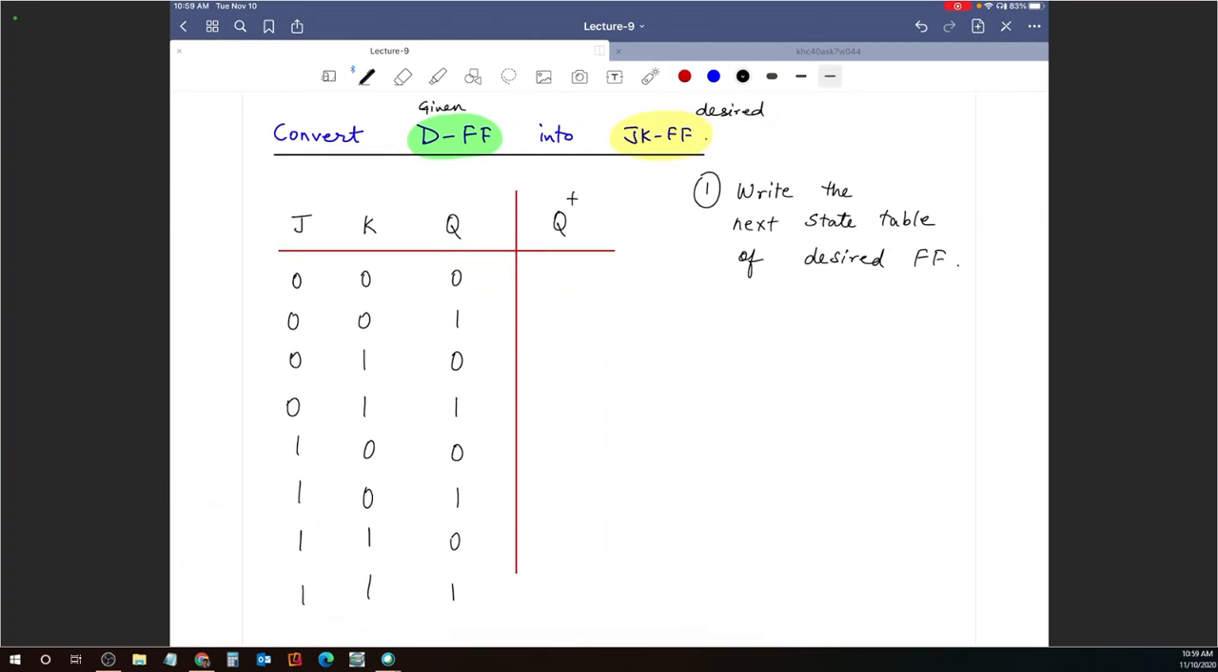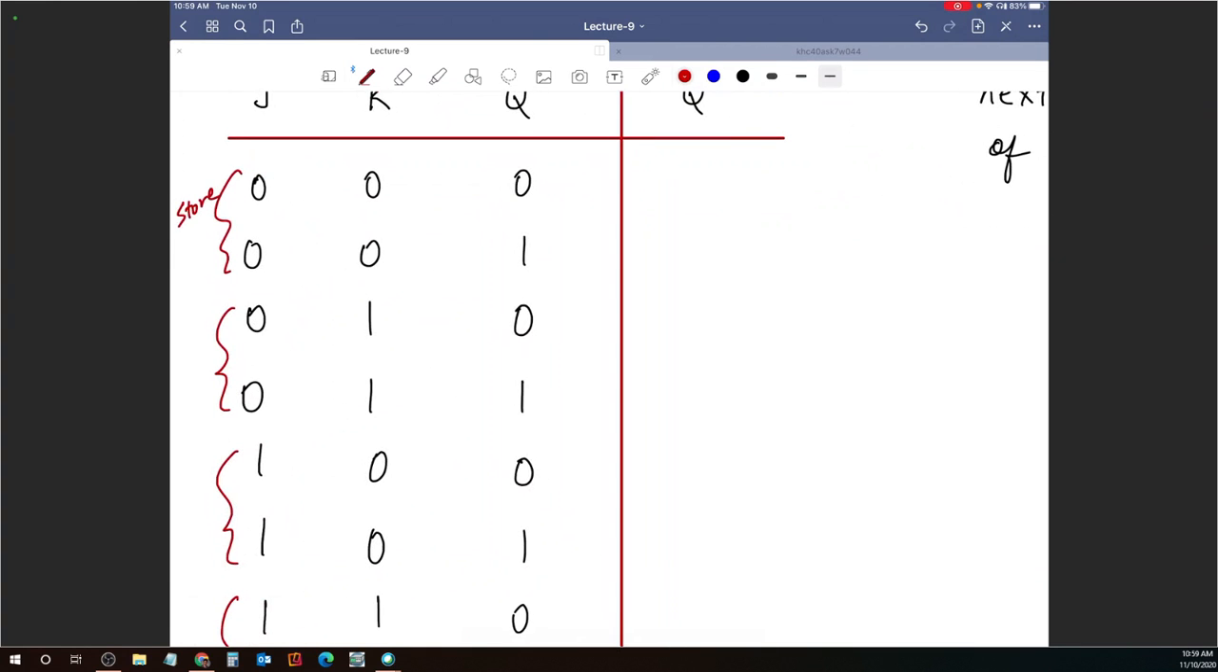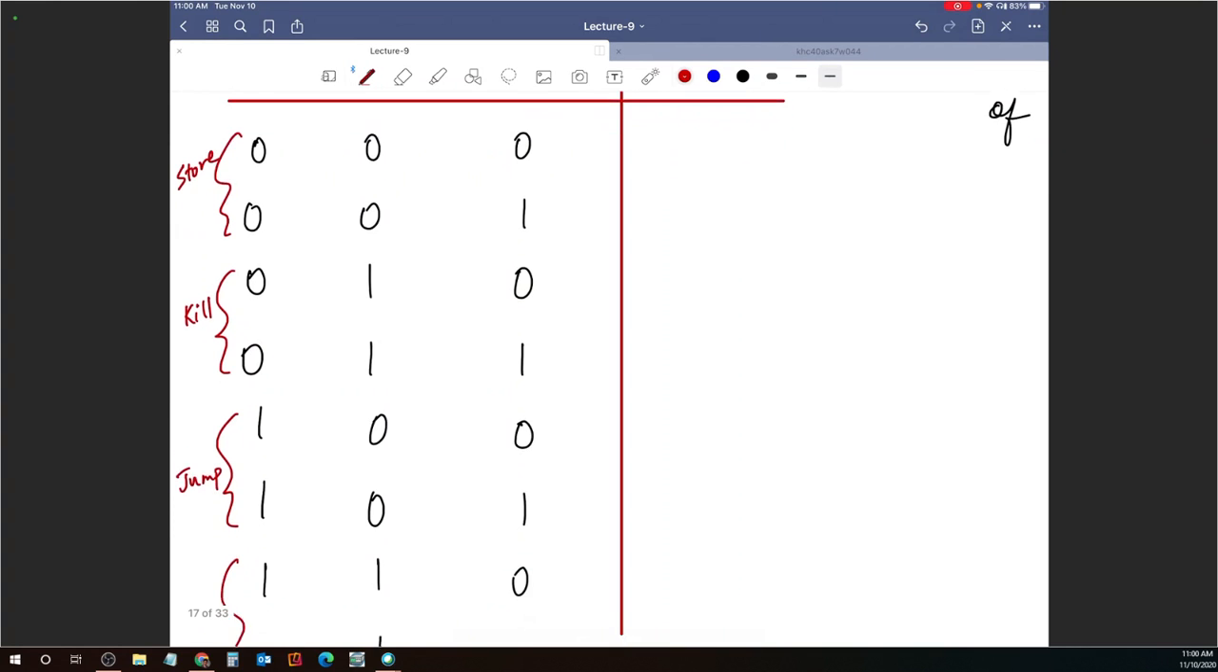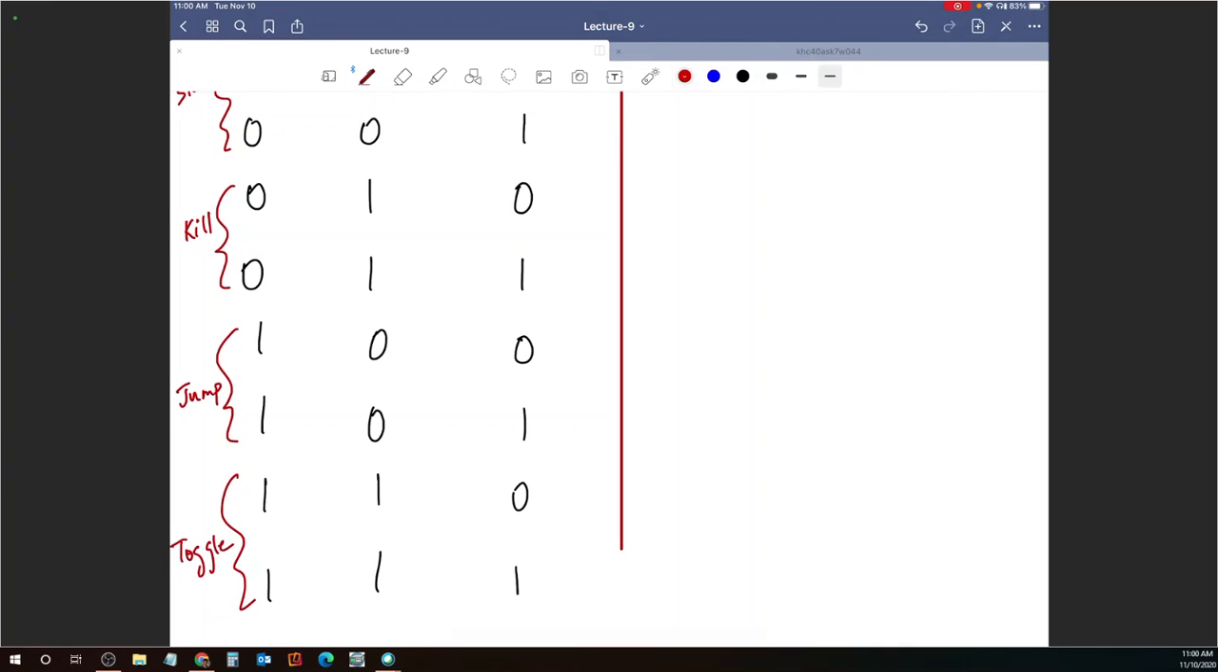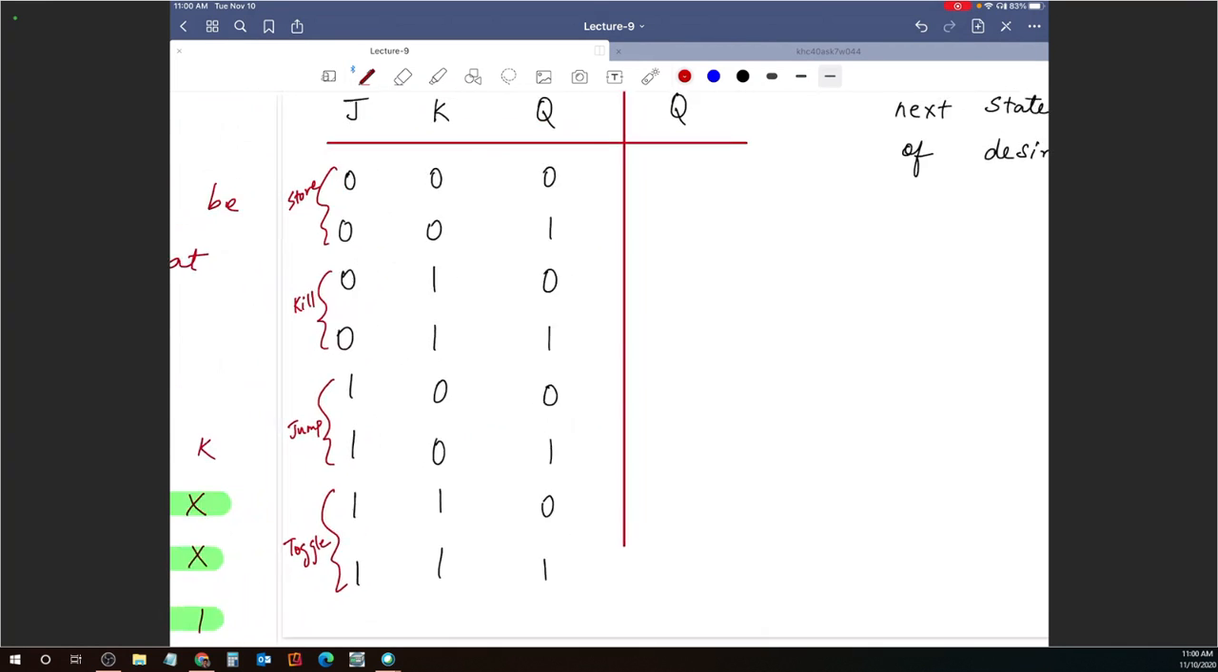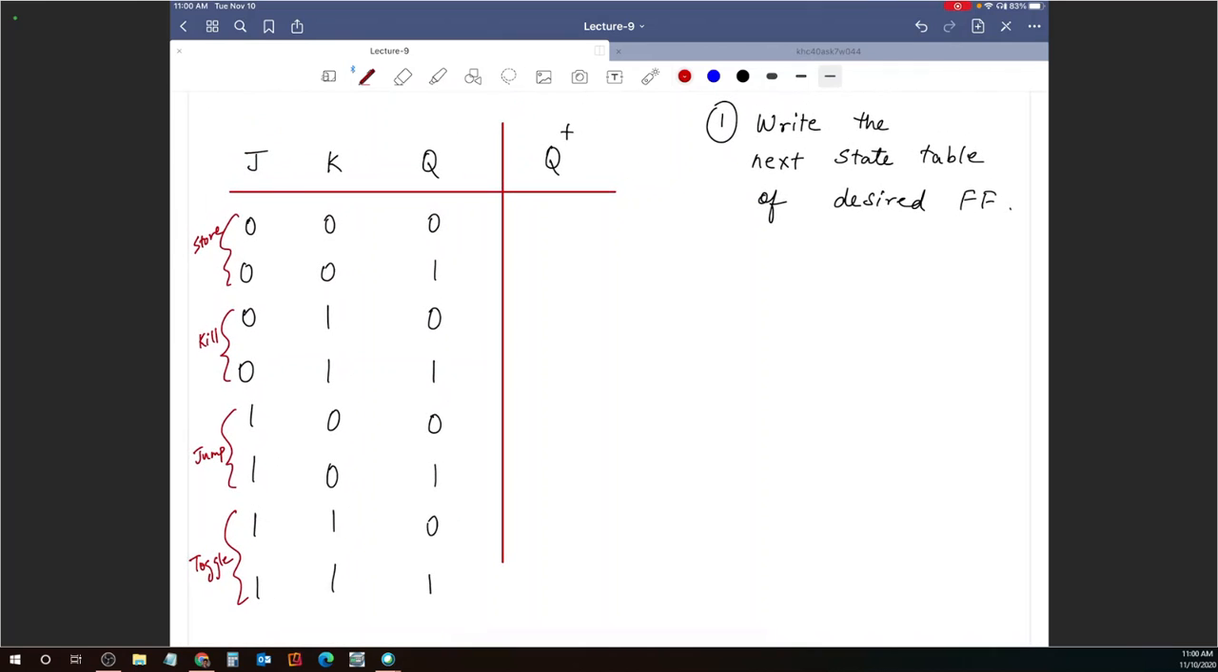So actually, let's do this. Different color. You've got store here. You've got kill here. You've got jump here. And you've got toggle here. That will make it easy to fill out. So when you store, output doesn't change. 0 remains as 0, 1 remains as 1. For the next two, we are in kill. Output is going to be 0 0. Absolutely right, Ian. Next one, we are in set.